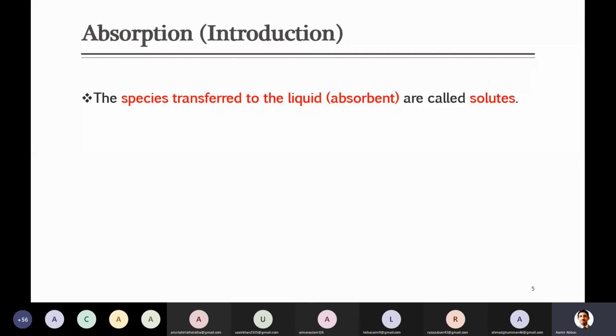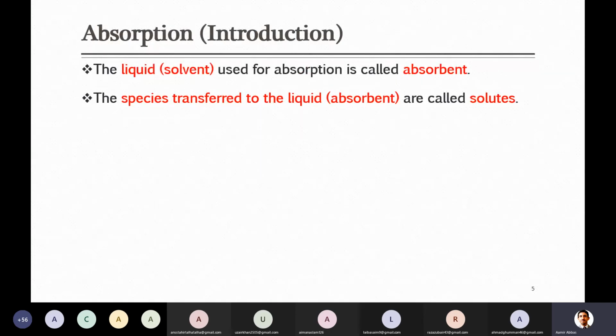All those species which are transferred to the liquid, all those components which you want to transfer to the liquid, which you want to absorb inside the liquid, are called solute. The liquid or the solvent is called absorbent. Later on we will be using these terminologies. Sometimes we use solvent, liquid, or if somewhere it is written absorbent, absorbent is actually that liquid.